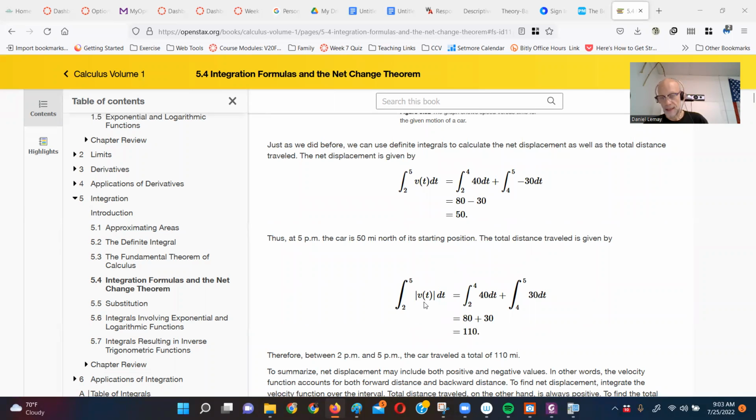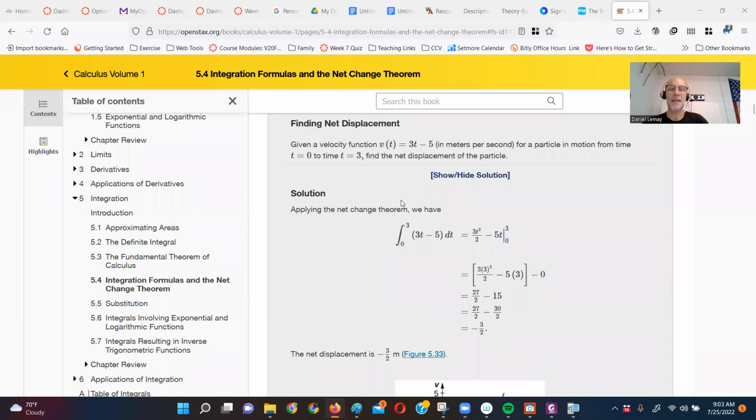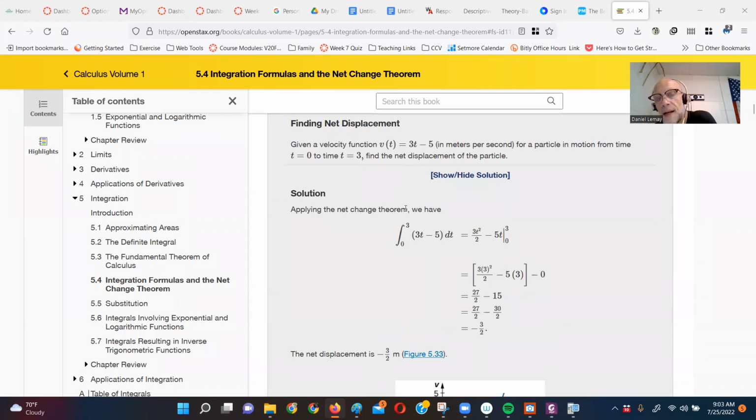Well, here's the total distance. See how they do that absolute value? What you could do is let's do something that's a little more wonky. Okay, so the net: when they find the antiderivative, and then they just drop in the bounds, they're evaluating with the fundamental theorem of calculus part 2, right? That's the evaluation. So then you drop in 3, you drop in 0, and that gives you the net change.